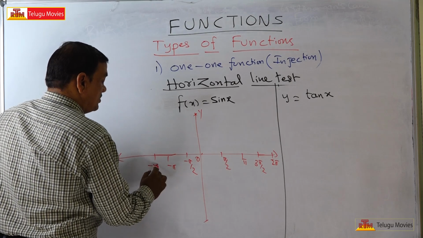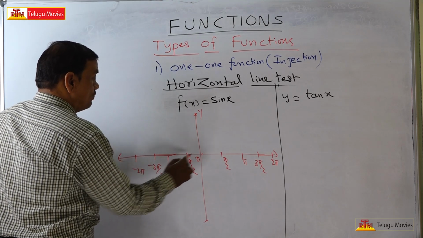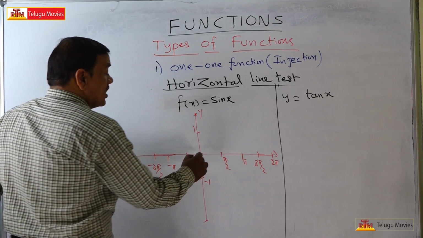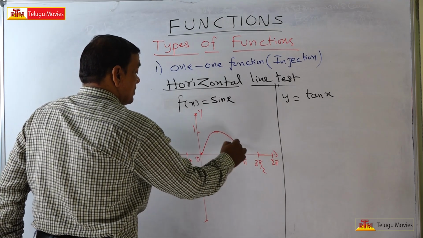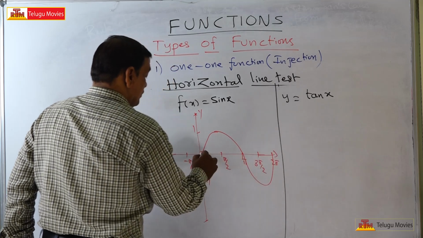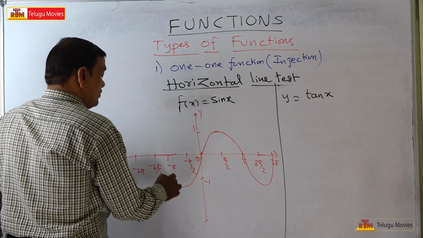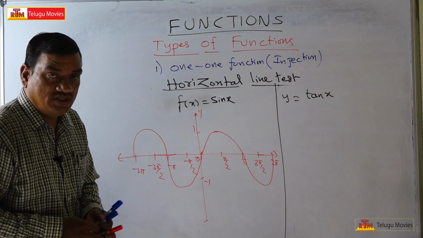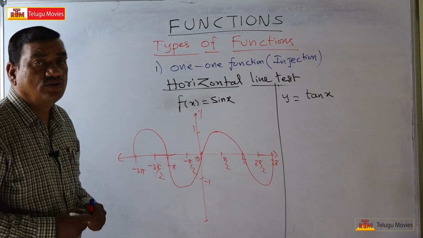This is minus 3 pi by 2, this is minus 2 pi, 0, this is 1, this is minus 1. You know the curve, sine 0 is 0, this is pi and this is 3 pi by 2. So this is minus pi by 2, minus 3 pi by 2, 2 pi. So this is the sine curve. This is a sine curve, you know clearly.